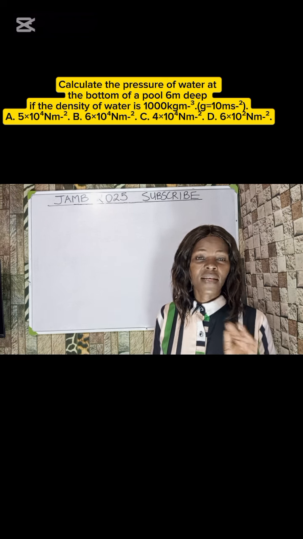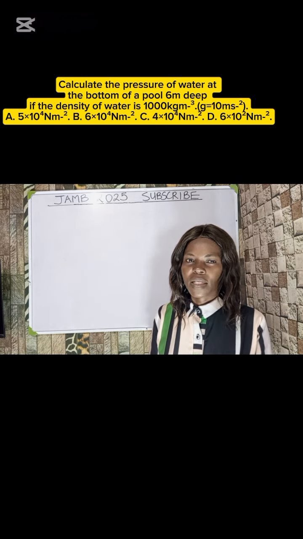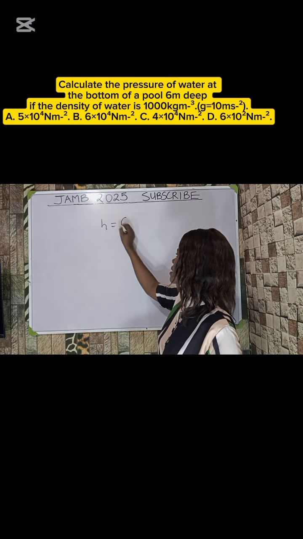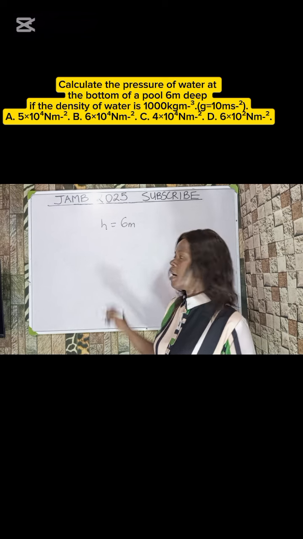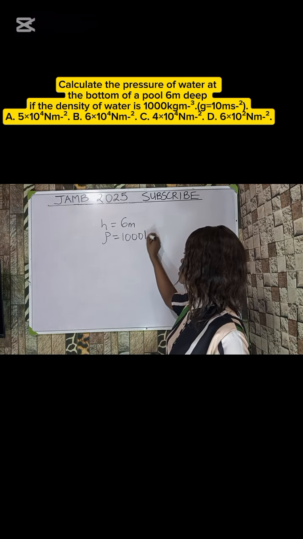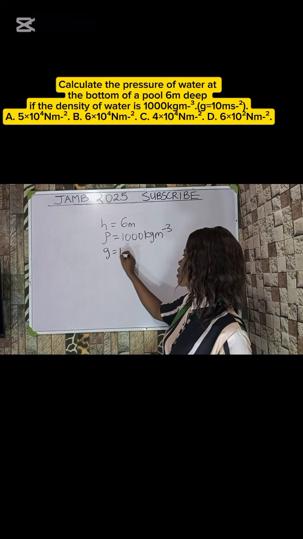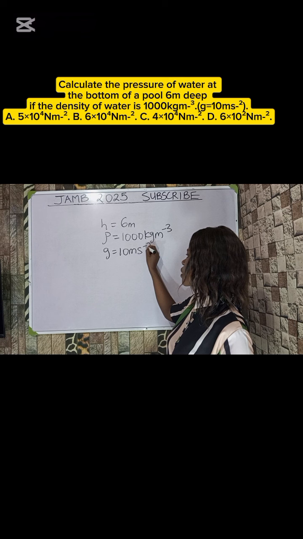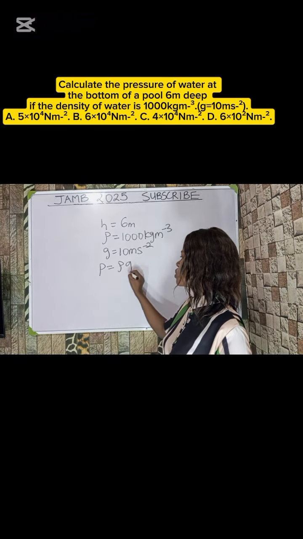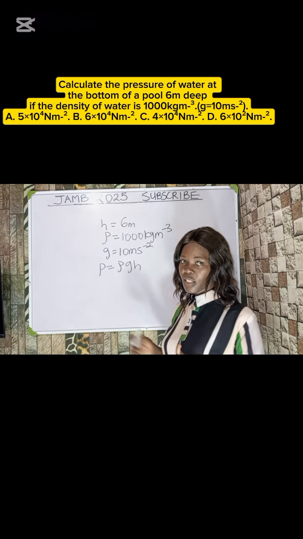In this question, we are asked to calculate the pressure. The first thing that will come to our mind is for us to do what? State our parameters by saying that the height is equal to 6 meters, right? And we are given the density to be 1000 kilogram per meter cube, right? And G is equals to 10 meters per second square, right? Then the pressure that we are looking for is rho g h. Is that clear? So let's just substitute and get our answer. This one is quite simple.